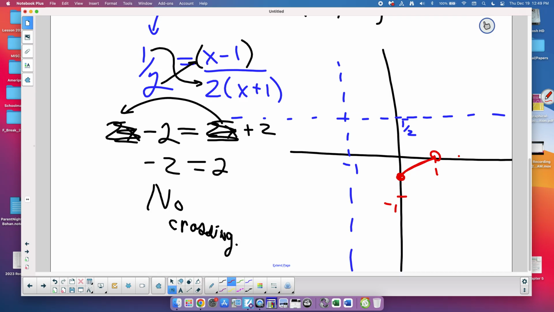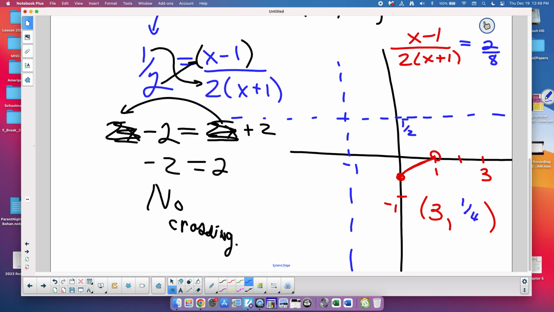But here's what I want. Let's go get a point at 3. The function was x minus 1 over 2 times x plus 1. Put the number 3 in. What do you get? 2 over 8, which is 1/4. So put 3 in, you get a 4th. It's about here. You can see it climbing. It's never going to cross. Just ride it underneath the horizontal.